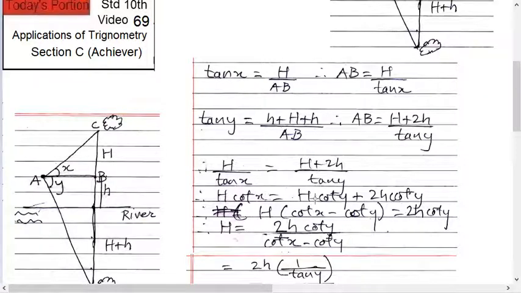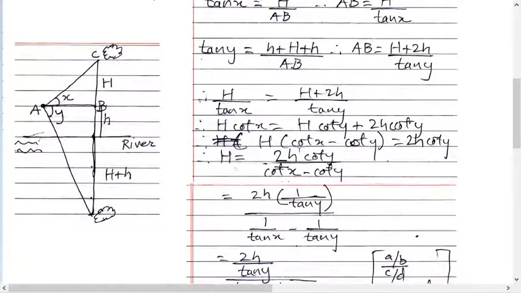H cot x equals h cot y plus 2h cot y. Okay, let's combine h. So h on the other side. Therefore h into (cot x minus cot y) equals 2h cot y, right? Therefore capital H equals what? 2h cot y upon (cot x minus cot y). Okay, now check the answer, what is given in your options.